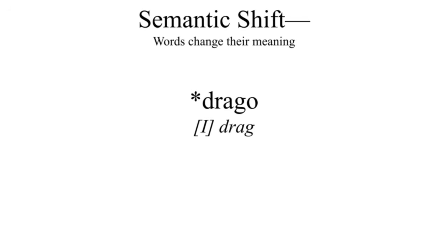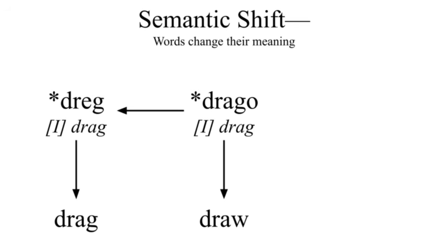And finally, semantic shift. Words change the way they're being used. The Proto-Germanic drago, which meant drag, now specifically means to drag a tool over a surface to create an image. Drag, which was loaned from Norse, still maintains the original meaning.